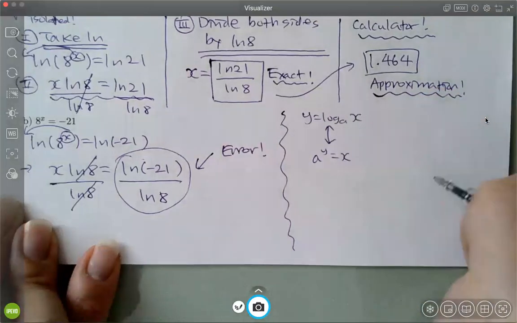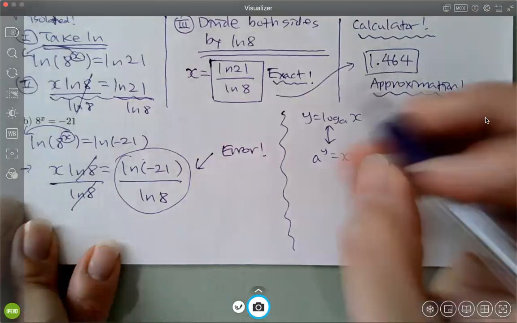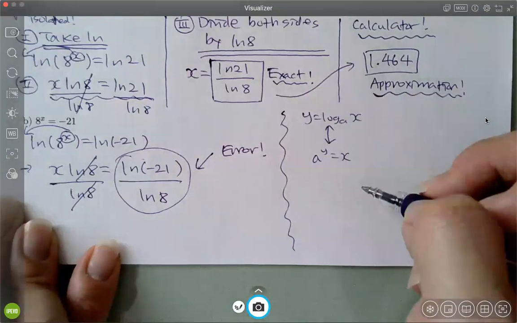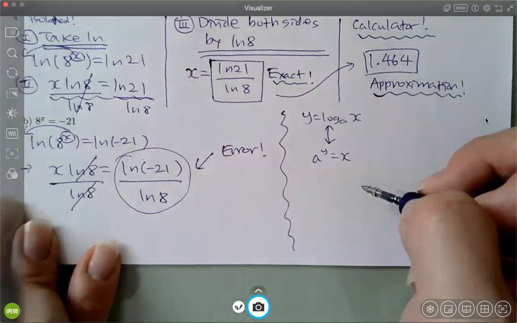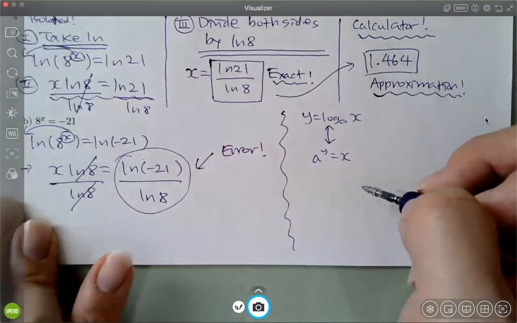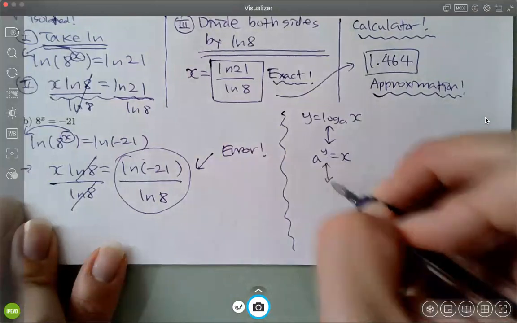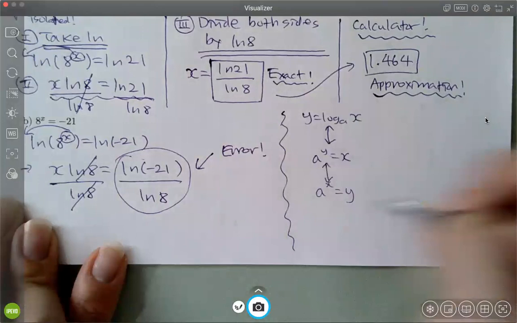Remember that? So you don't have to write this reasoning here because you don't have to know it. That's the conversion of log into exponential form, right? Remember that? The base goes to the base and then the result becomes the exponent. And now, let's swap x and y. Okay, so we get a to the x is equal to y.